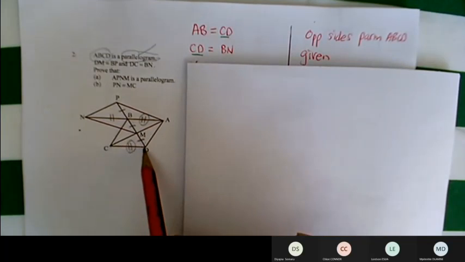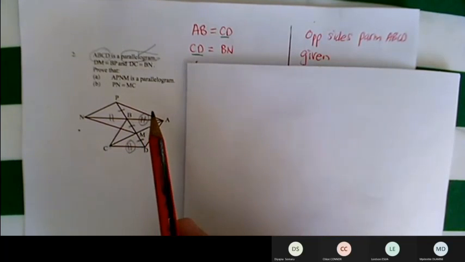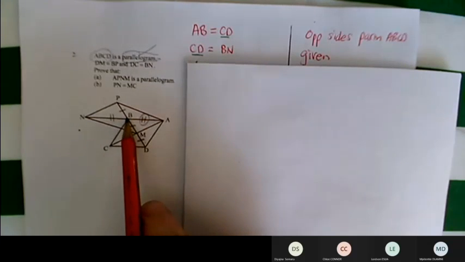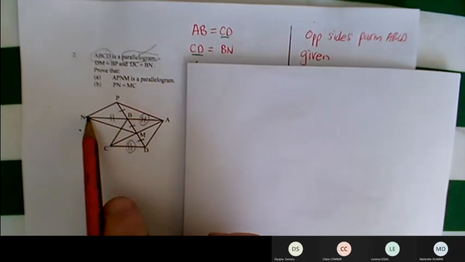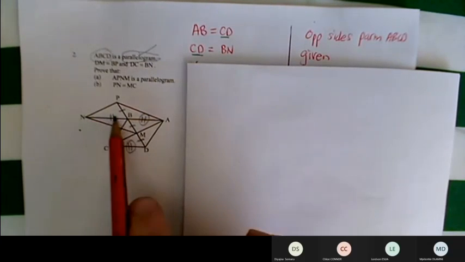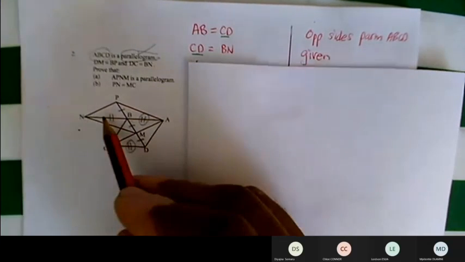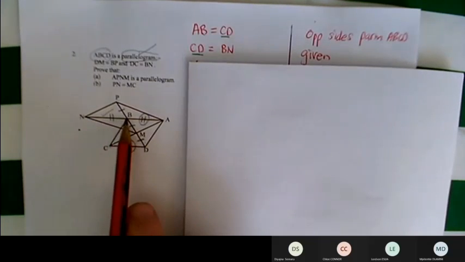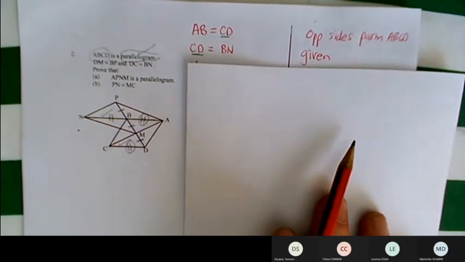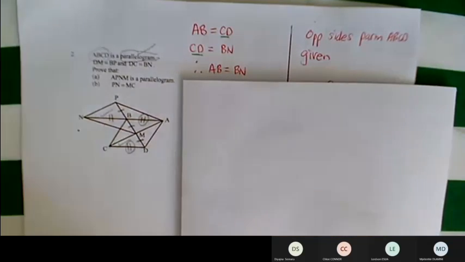CD is equal to BN. Did I make a mistake there in the writing? Oh yeah, sorry, BN over here. I couldn't see it. So CD is equal to BN. Given. So this one's given, right guys? CD equals BN. So we have that line equal to that line. So now we have this one equal to that one. So therefore, AB is equal to BN.